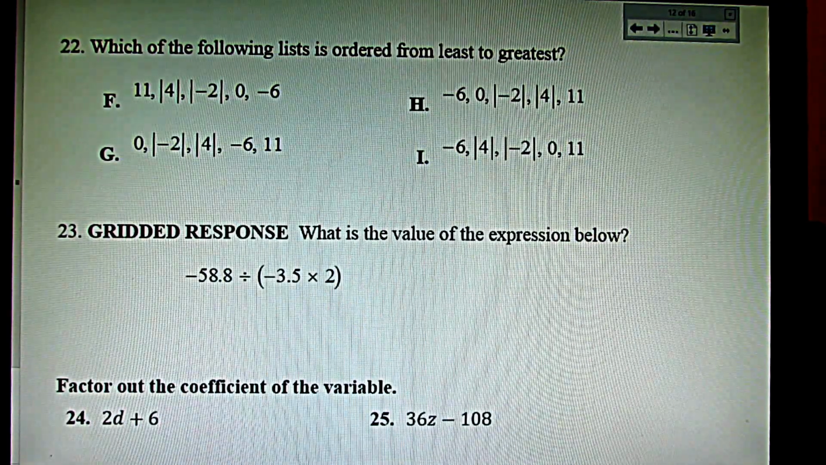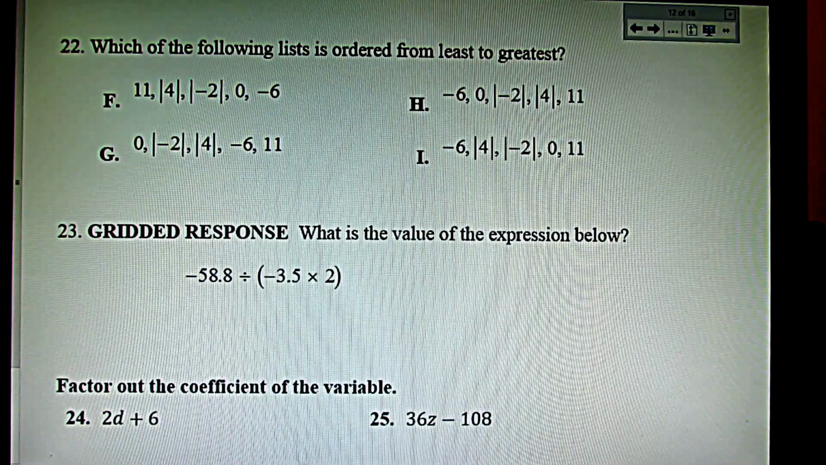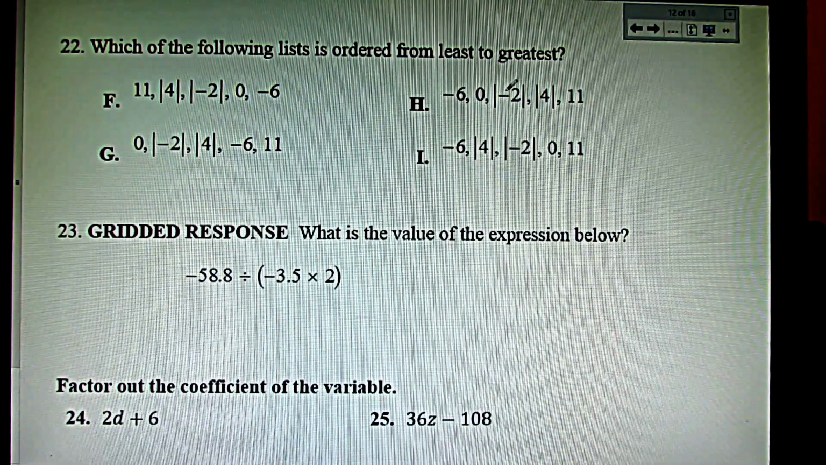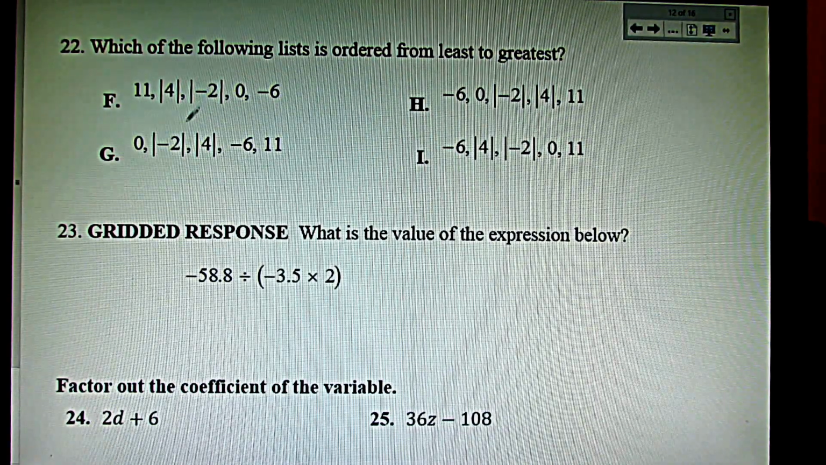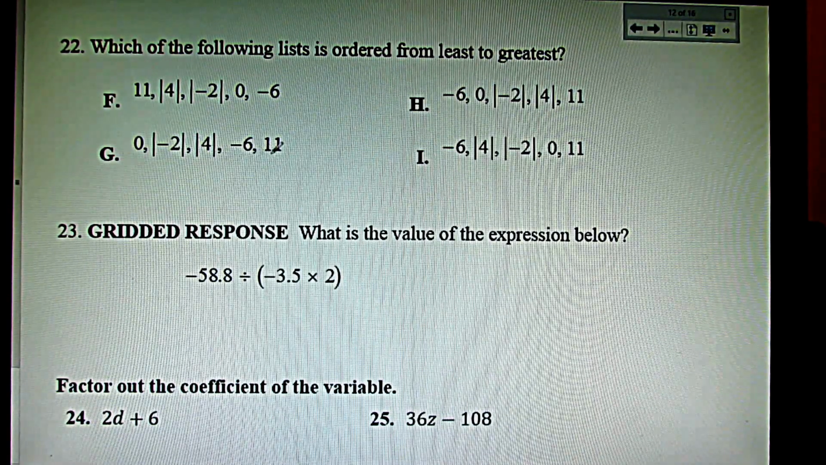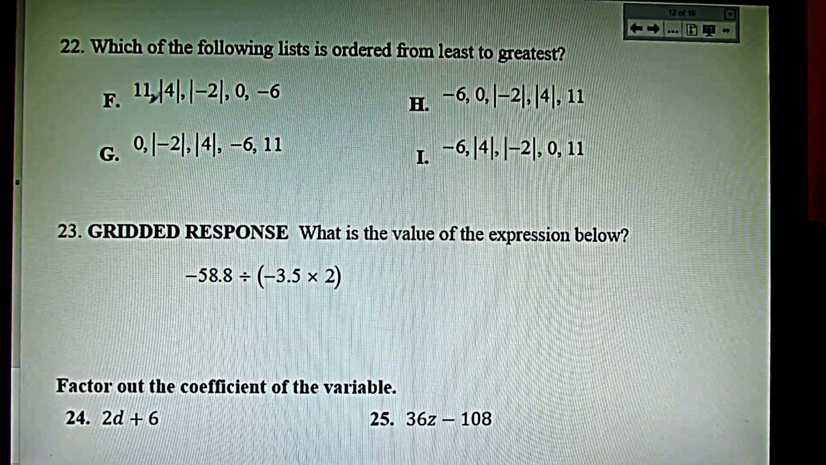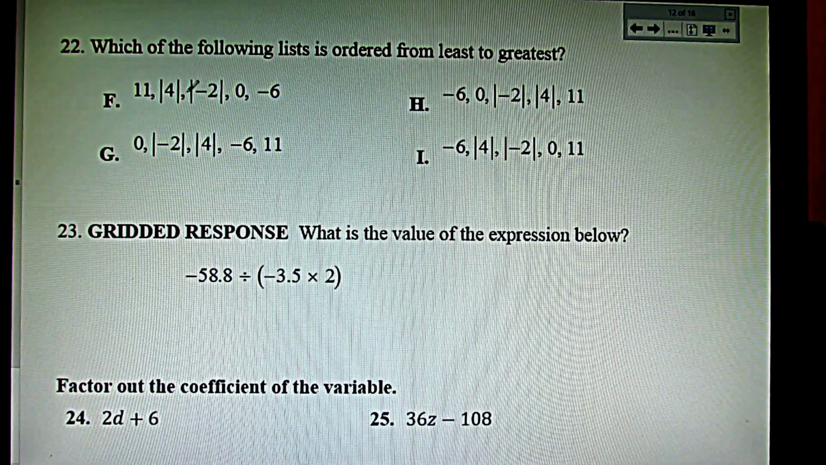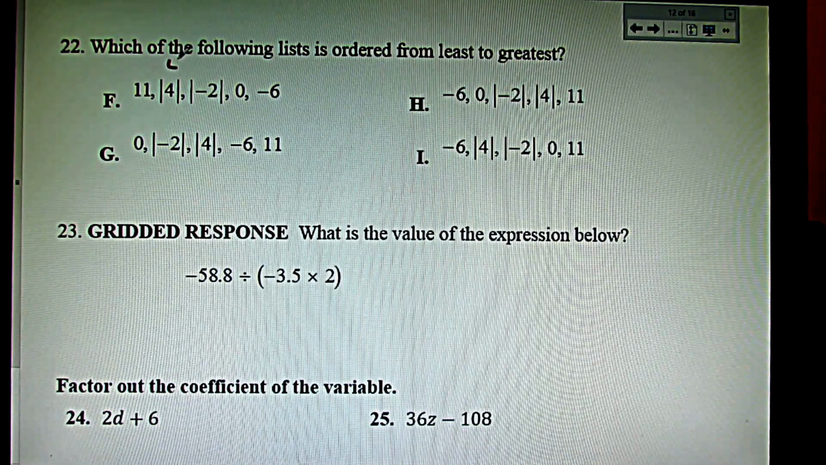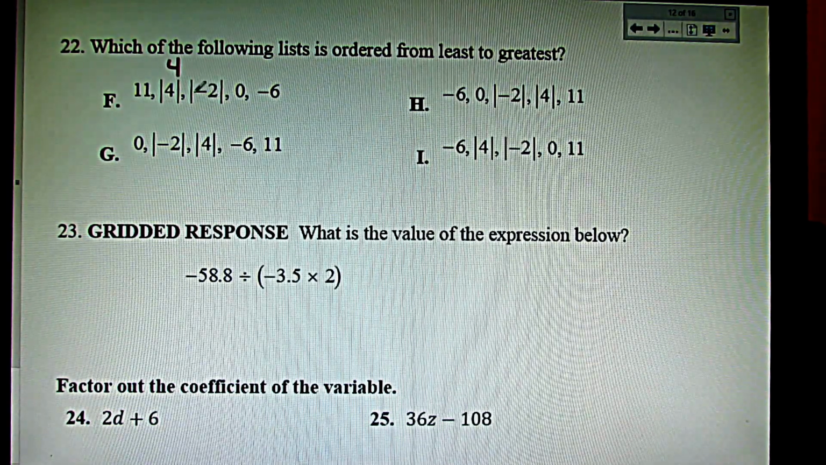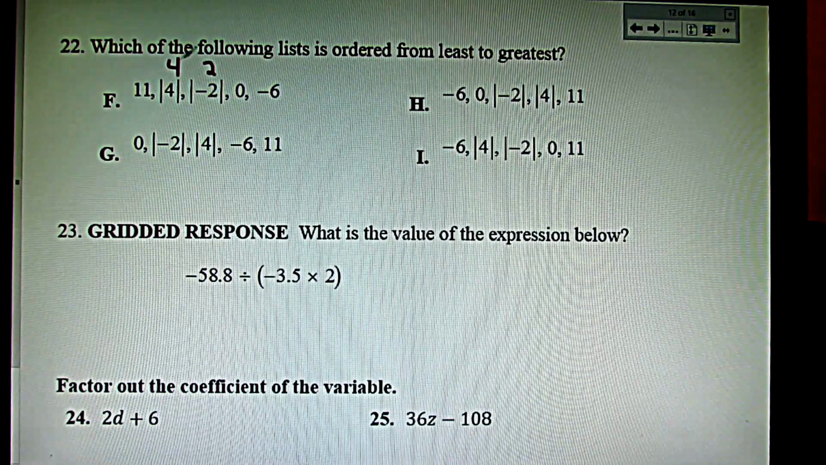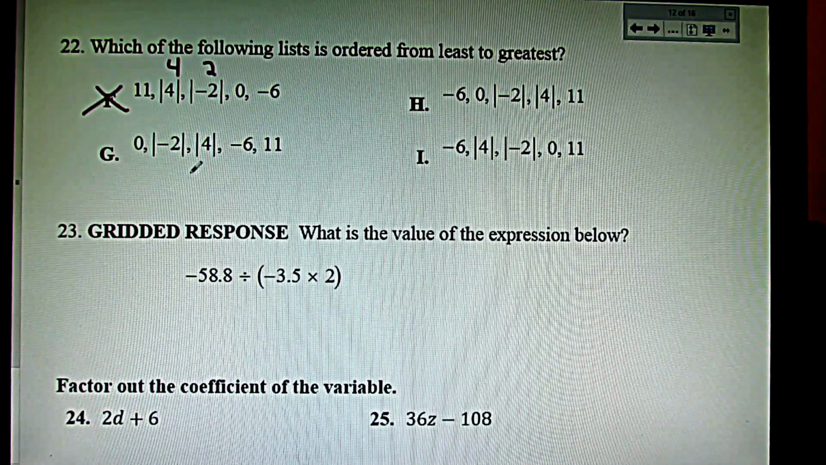Number 22. Which of the following is in order from least to greatest? Okay, let's take a look at these. Lots of different ones. There's some absolute values in here. It's not easy to pick out the answer right away. So what I'm going to do is go through each one individually. Alright, F starts with 11. Okay, well that's just 11. Absolute value of 4, well that's 4. Absolute value of negative 2, that's 2. Wait a minute, this isn't in order from least to greatest. That's a bigger number, so F's out.